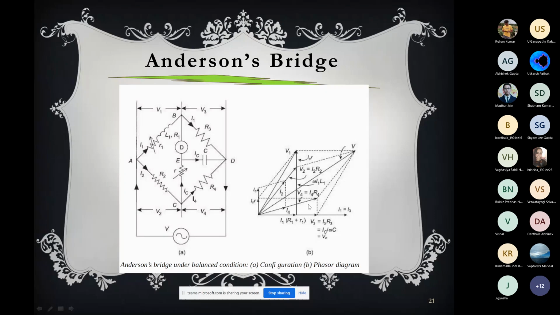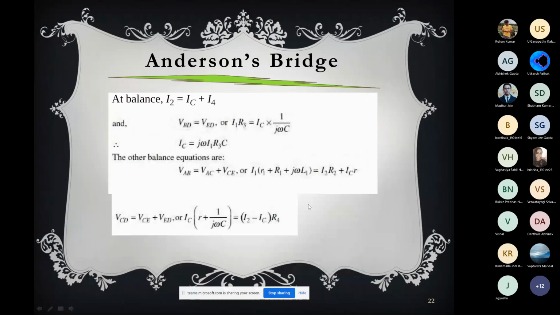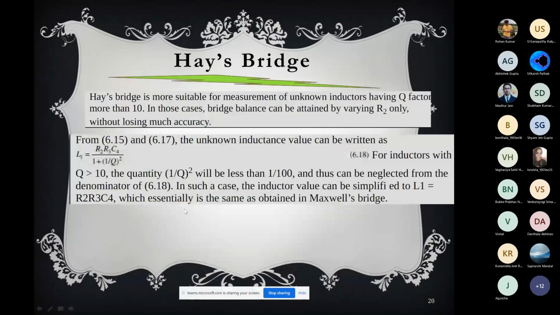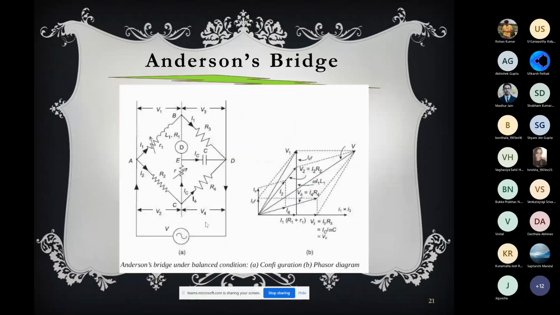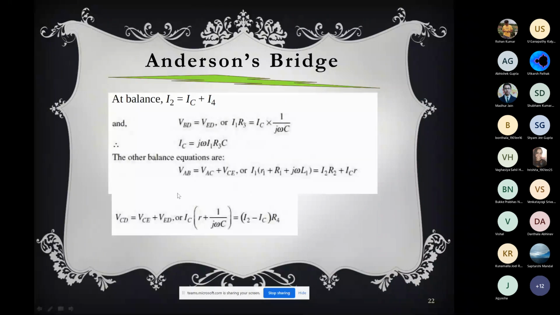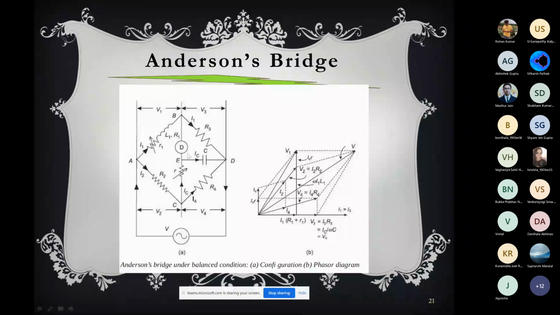Now at the balance condition, what is I2? This one is I2. In the balance condition, I2 will be equal to IC plus I4. So I2 will come here and divide into IC and I4, and IC will go through the capacitance because no current will pass through the detector. So I2 equals the sum of I4 and IC. This is another equation, and VBD equals VED. This is BD, and it will be equal to ED because no current passes through the detector, and the potential at B and the potential at E will be the same. So the potential drop at BD will be equal to ED.